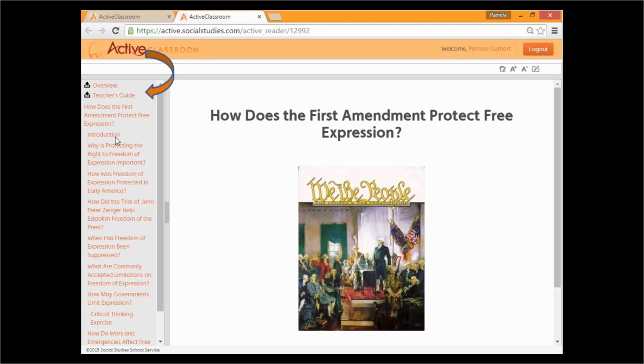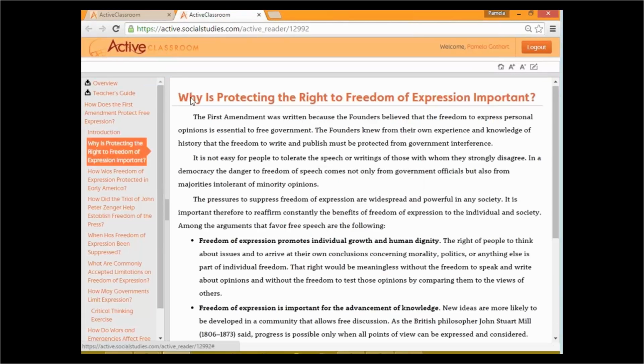Also, I have an introduction, but there isn't one that says what is freedom of expression. Instead, we have why is protecting the right to freedom of expression important? A little bit higher level question to begin with. Let's take a look at that one. Okay, so we have a little bit higher reading, a little bit more depth of explanation.